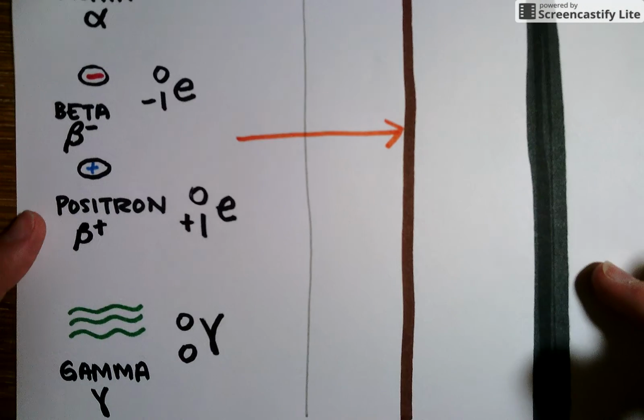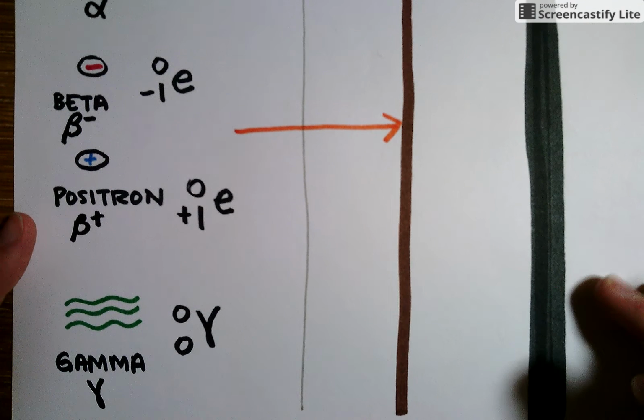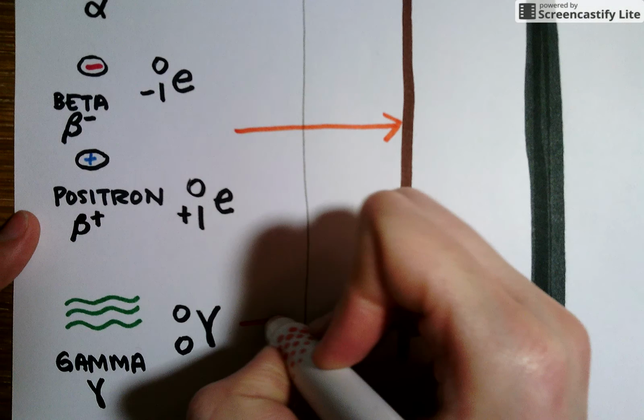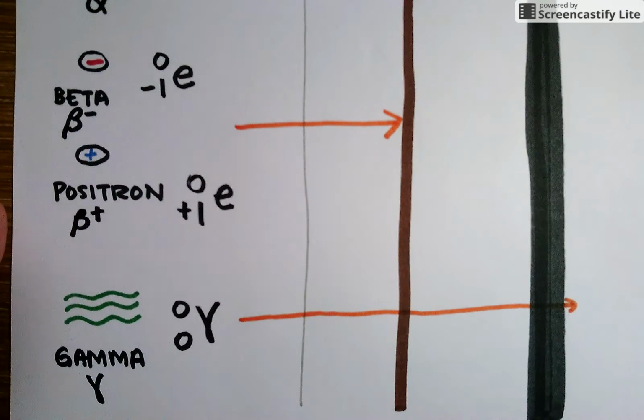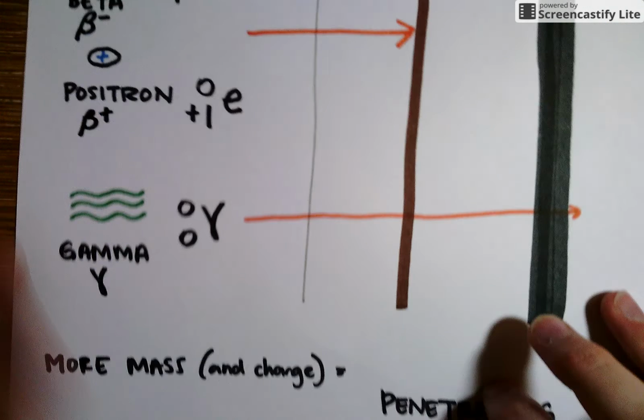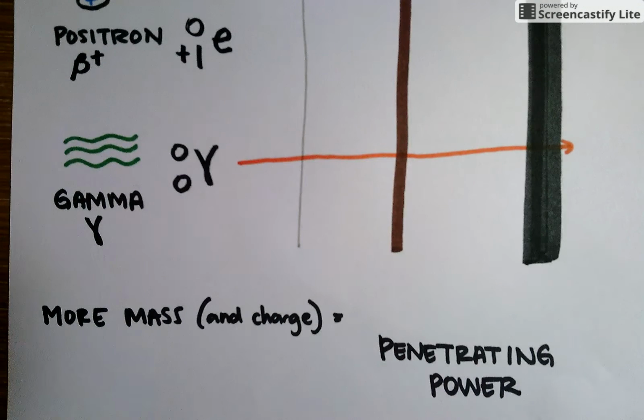However, gamma radiation, having no mass and no charge, is extremely powerful. Gamma radiation can pass right through paper, right through aluminum, and some of it can even get a little bit through lead, but most of it is going to be stopped if your sheet of lead is thick enough. If we go back to our analogy, this is like screaming at the top of your lungs. Your scream has no mass and no charge, but if you're screaming loud enough, even the person in the next room can hear you.